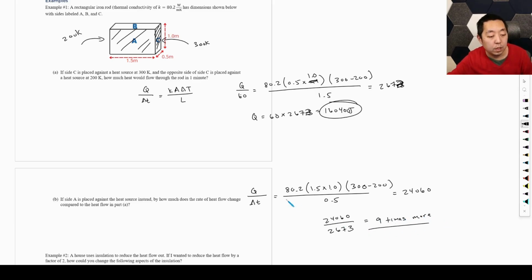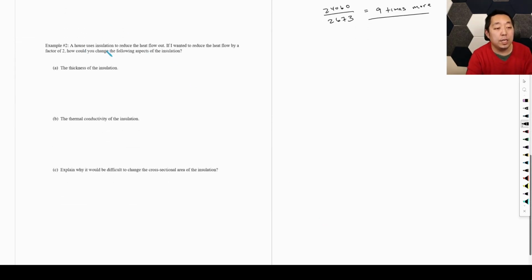Okay. All right. A house uses insulation to reduce heat flow out. If you want to reduce the heat flow by a factor of 2, how can you change the following aspects of the insulation? So the heat flow is this part. The thickness of the insulation. Well, if I want to make this half, I've got to double it, right?